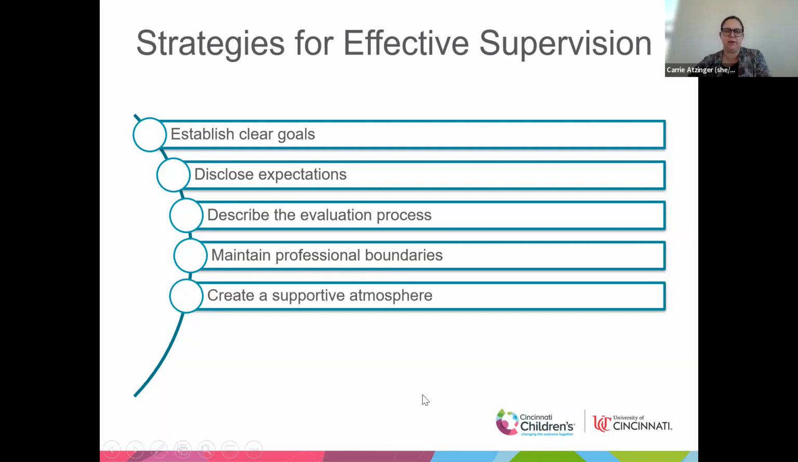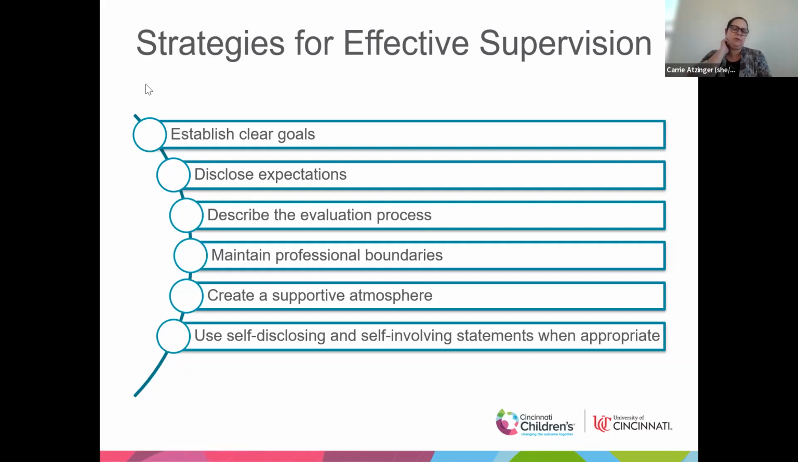Creating a supportive atmosphere. So one where it's recognized that everyone, whether trainee or professional, makes mistakes, and that that's okay. We learn from those things, and asking for feedback is encouraged.